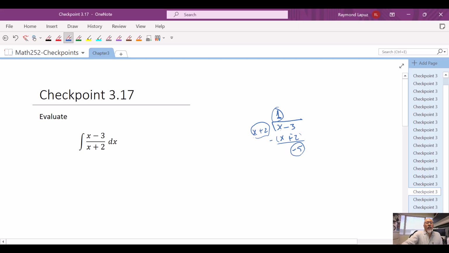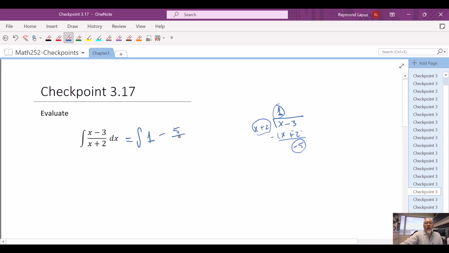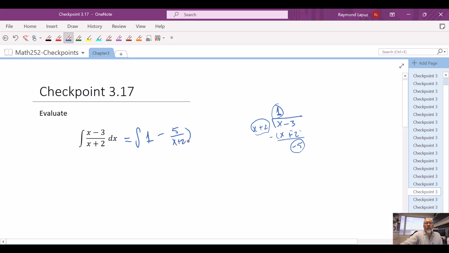Okay, that means our integral will then become the integral of 1 plus (-5)/(x + 2). And this is now something that we can integrate. The integral of 1 is just going to be x. The integral of the next term will be an ln term.